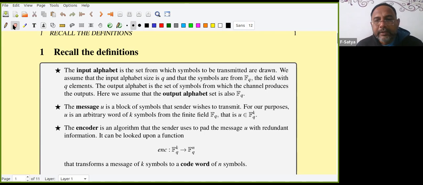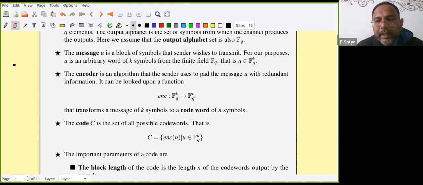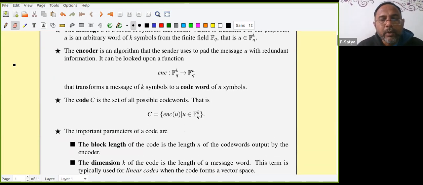The encoder is an algorithm that the sender uses to pad message U with redundant information. It can be looked upon as a function. Encoding function: it is a map from F_q^K to F_q^N that transforms a message of K symbols to a code word of length N symbols, right? The code is actually the set of all possible code words. That is a set. It is the image of the encoding function, that is, encode of U, where U belongs to F_q^K, right?